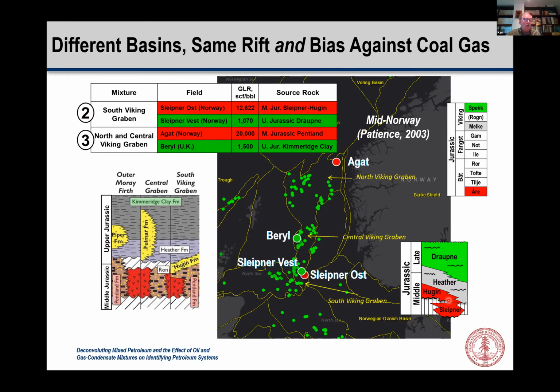And, you know, we've got Dropney and Huygen, and there's the stratigraphy. And here in the central Graben and north and central Graben, we have the same sort of situation. The Dropney is equivalent to the Kimmeridge, Upper Jurassic, oily end member. The Pentland is the gassy end member here. It's the Huygen-Sleipner. And up in mid-Norway, they have different names, but it's really pretty much the same story. The Speck is the oily end member, and the Aura, which is a little bit older, is the gas condensate end member.